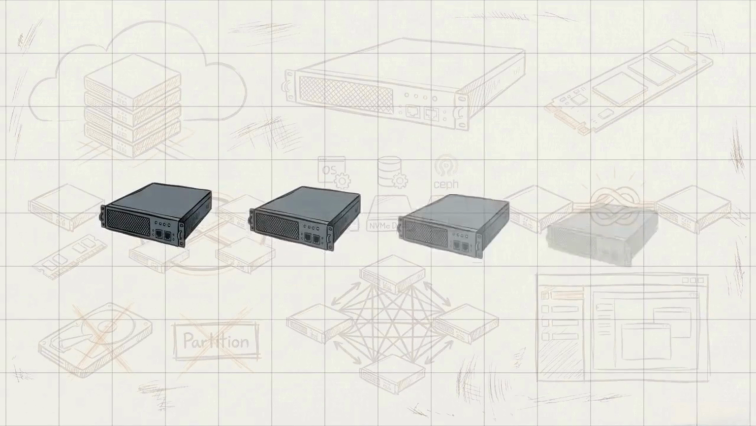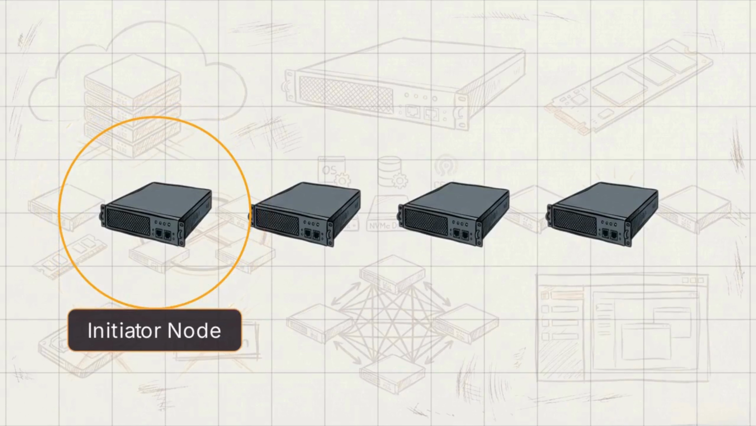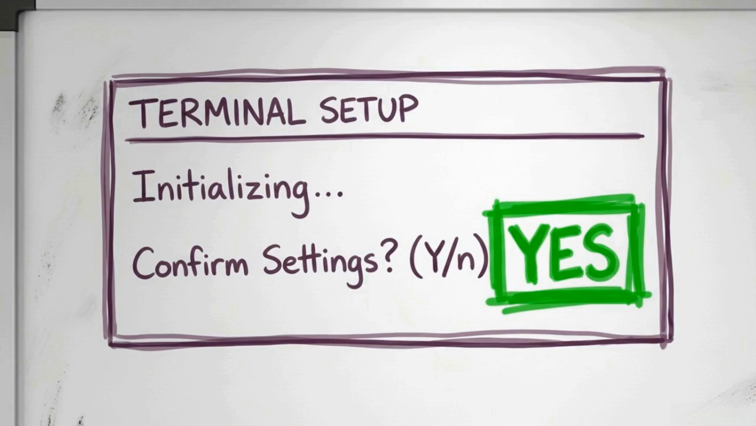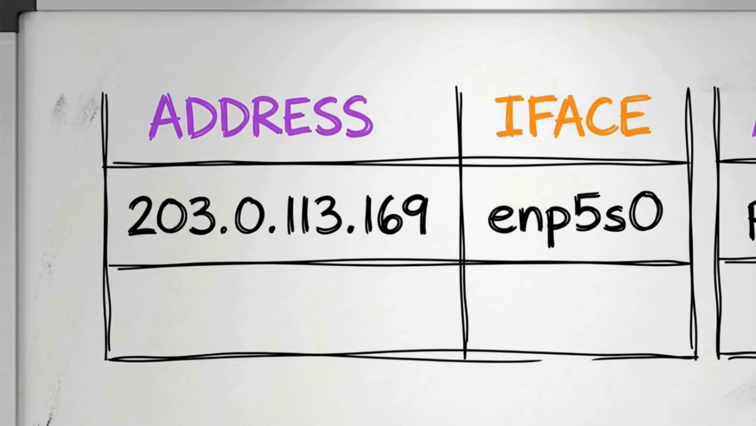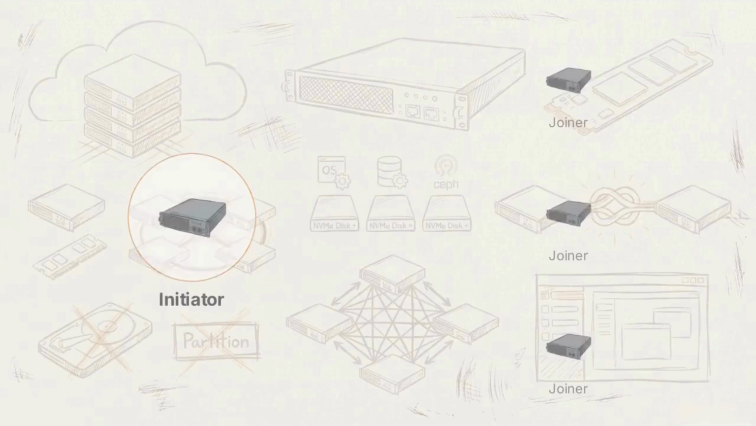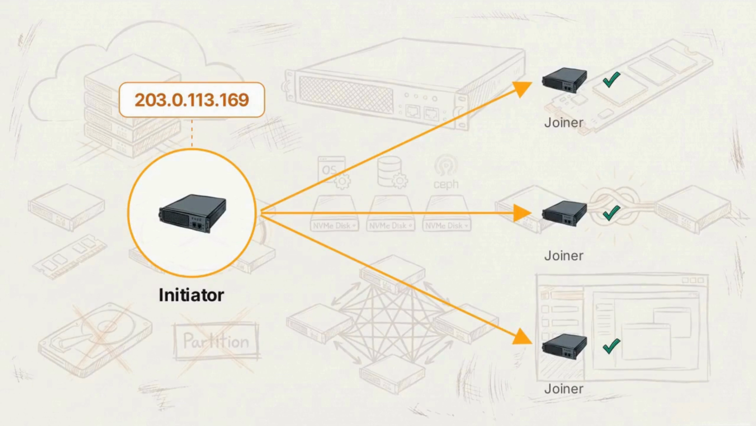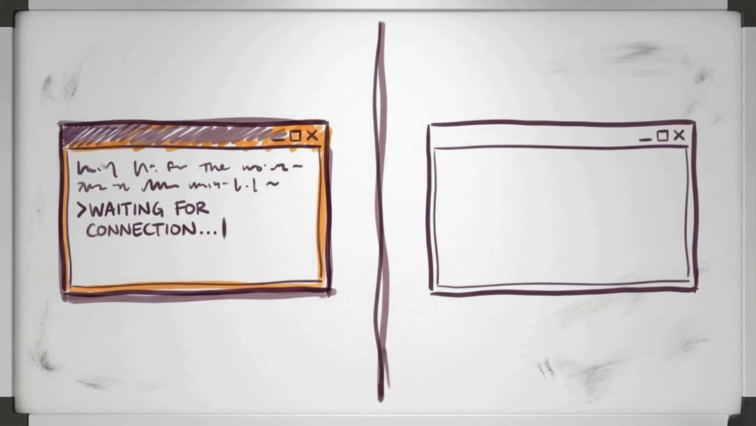Now we establish the cluster. Choose one primary node to serve as your initiator. SSH into this machine and run sudo microcloud init. The wizard will ask if you want to set up more than one cluster member. Select yes. When the table of available network interfaces appears, choose the specific IP address you want to use for MicroCloud's internal cluster communication. The initiator terminal will generate a secure passphrase and enter a waiting state.